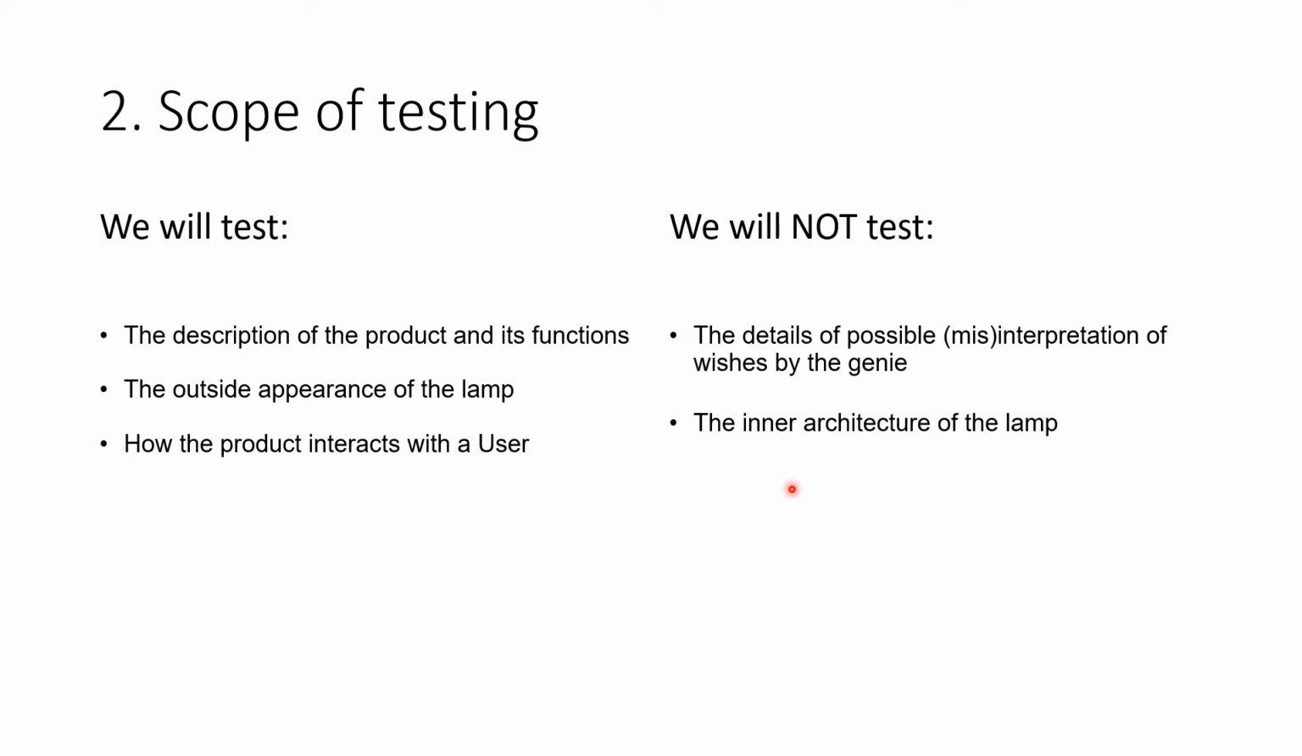Also, we will not test the inner architecture of the lamp. In one of the versions of the story, if I remember correctly, it says that inside the lamp there is like a chamber where a genie can rest between granting wishes, but we don't have any clear description of that, and it's not clear how we can see that, so we will not be testing the inner architecture.